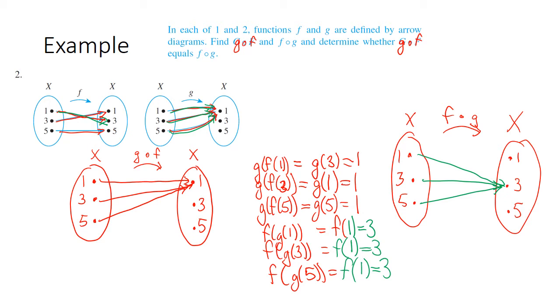Okay, so as you can see, f of g does not equal g of f, because they do not all map the same way. So the image of 1, 3, and 5 is different in those two compositions. Okay.